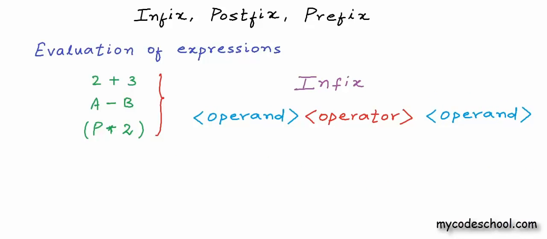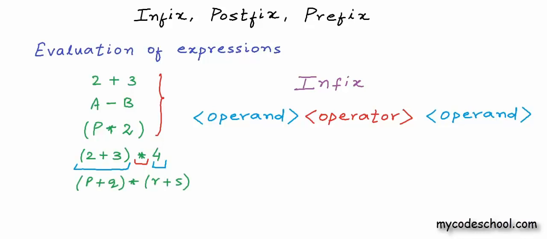Operand doesn't always have to be a constant or variable. Operand can be an expression itself. In this fourth expression that I have written here, one of the operands of multiplication operator is an expression itself. Another operand is a constant. We can have a further complex expression. In this fifth expression that I have written here, both the operands of multiplication operator are expressions.